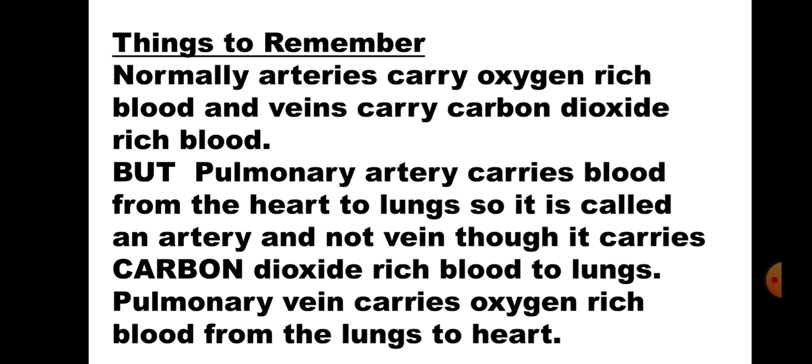Now, things to remember. Normally, arteries carry oxygen rich blood and veins carry carbon dioxide rich blood. But the pulmonary artery carries blood from the heart to the lungs, so it is called an artery and not a vein, though it carries carbon dioxide rich blood to the lungs. Pulmonary veins carry oxygen rich blood from the lungs to the heart.